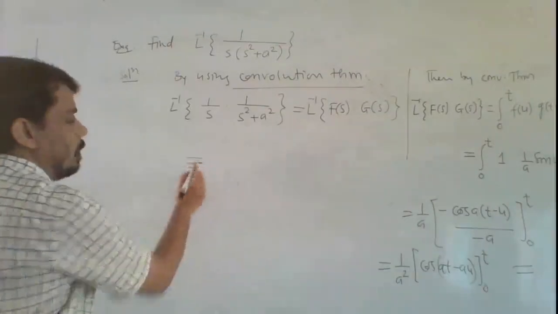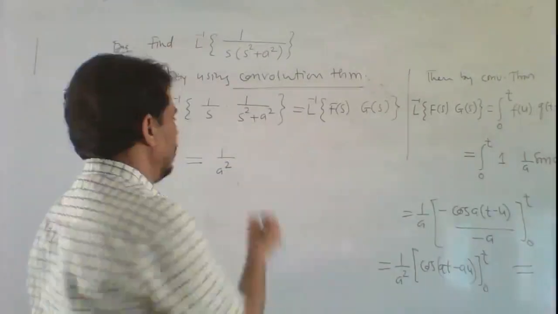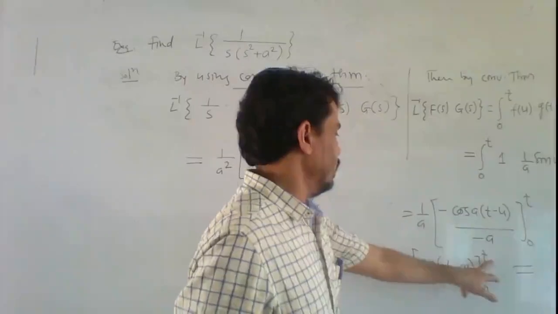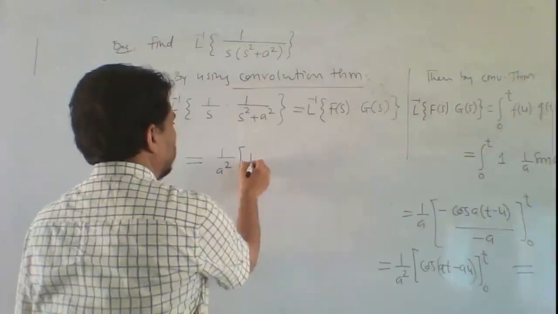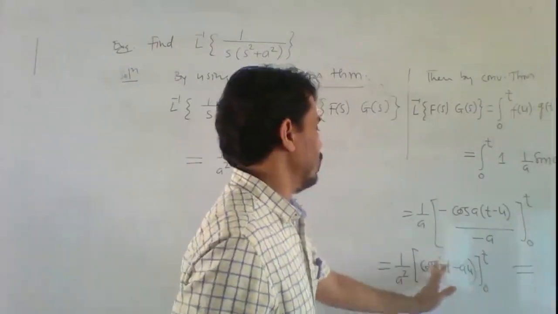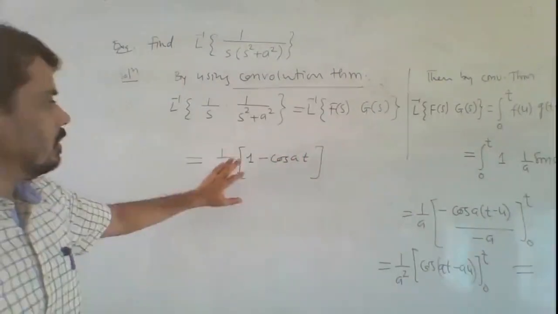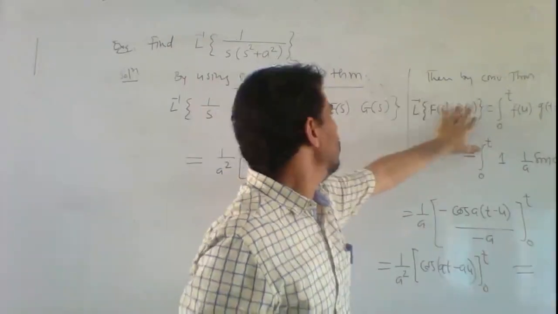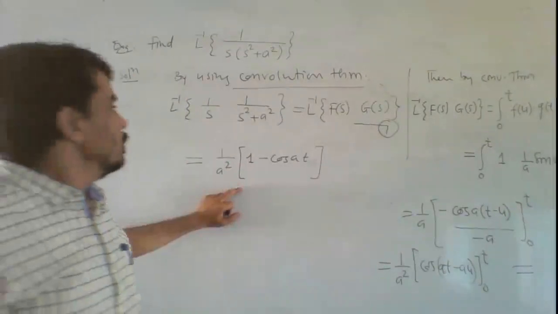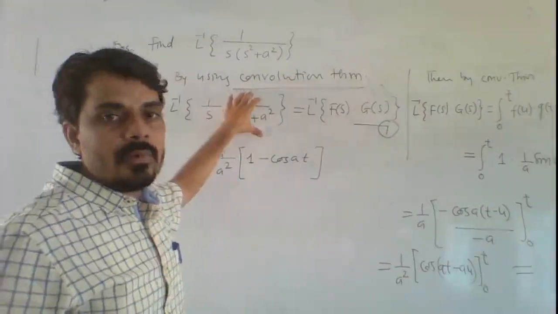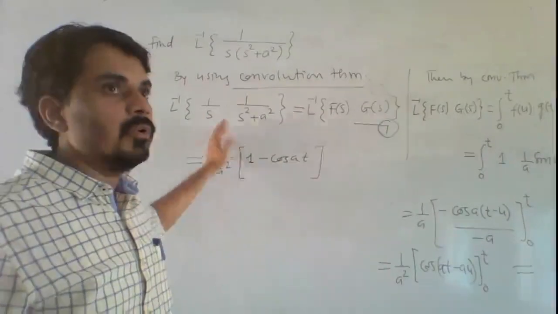This is equal to 1 by a square. Apply the limit: in place of u, put t, so a t minus a t gives 0, cos 0 is 1. Lower limit: cos a t. So 1 minus cos a t. This is the inverse Laplace transform. Put this value in equation 1 to obtain the required result. So this is the inverse Laplace transform of the given function by using the convolution theorem. The answer is the same in both methods.